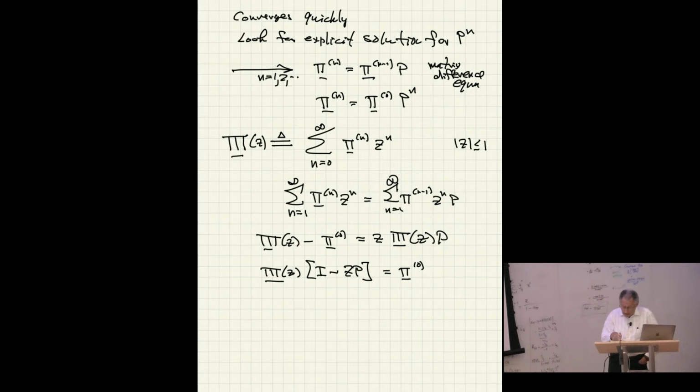And now I want to solve for pi of z, which means now take the inverse of that thing I have. Multiply both sides by I minus zP inverse. So I get a 1 on the left-hand side, an identity. On the right-hand side, I get pi super 0 times quantity I minus zP inverse, matrix inverse.